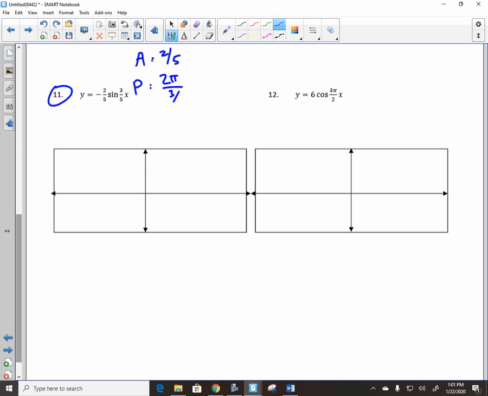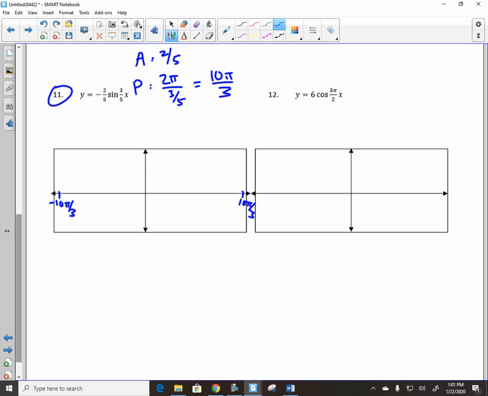How do I divide something by 3/5? I multiply by 5/3. What is 2 pi times 5/3? 10 pi over 3. So I get 10 pi over 3. Excellent. So I'm going to mark out 10 pi over 3 and negative 10 pi over 3. Now we'll see how good you are with fractions. This has nothing to do with trigonometry. It has everything to do with fractions.